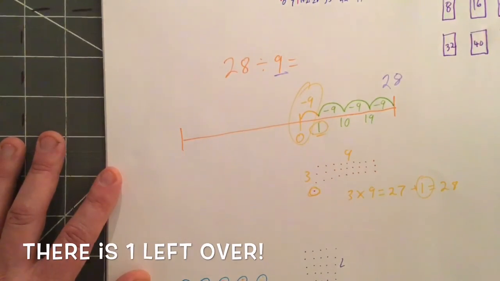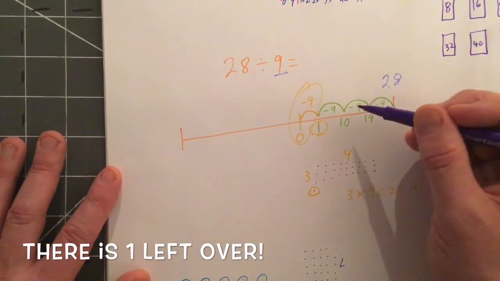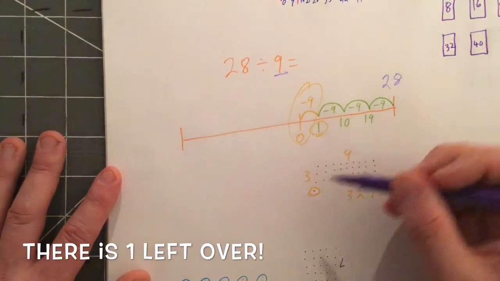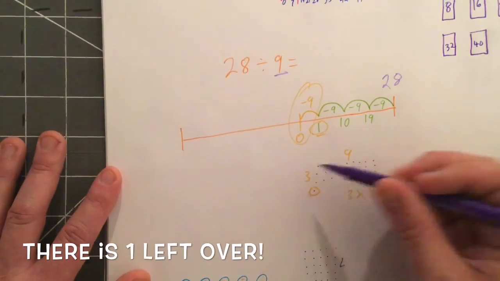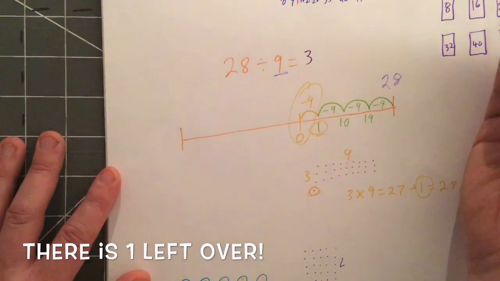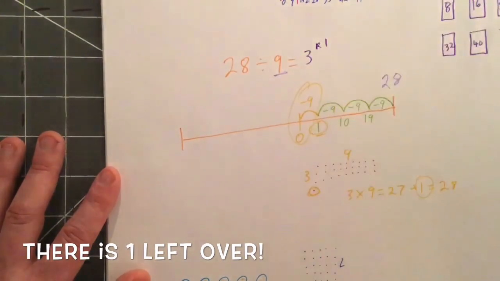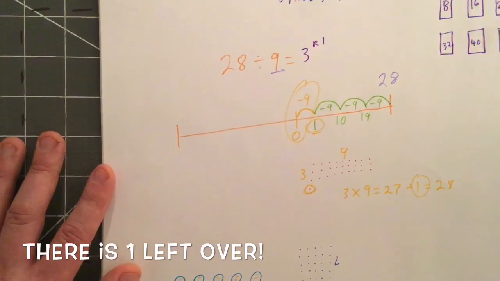So to answer this, I have to note my remainder with a little r. The question is, how many toolboxes can she make? Well, she can make 1, 2, 3 complete toolboxes there. So she can make 3. I have a remainder of 1. I've got 1 left over.